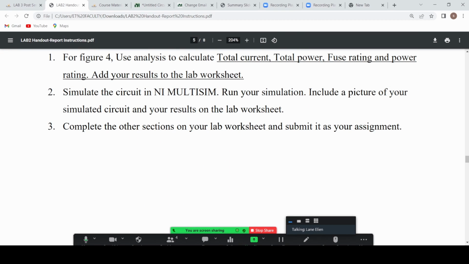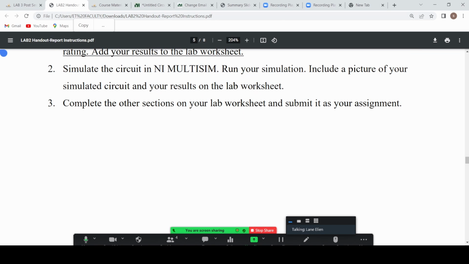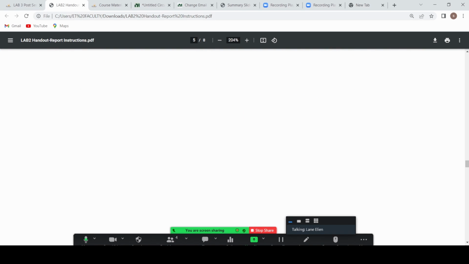The second step says, simulate the circuit in NI Multisim, run your simulation, include a picture of your simulated circuit, and your results on your lab worksheet. Then step 3 says, complete the other sections of your lab worksheet and submit it as an assignment.